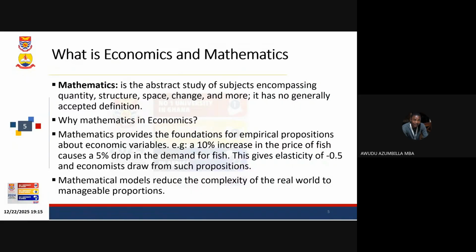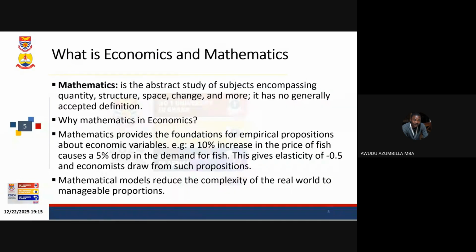So there is no single definition, like I said, when we come to what mathematics is. Just understand mathematics as an abstract that we try to study. It's something complex, something difficult, something that we cannot fully understand, but we try to study it. And it comes in different forms.